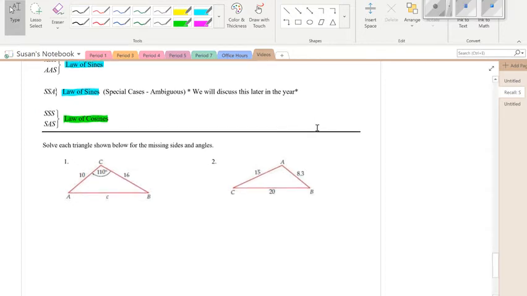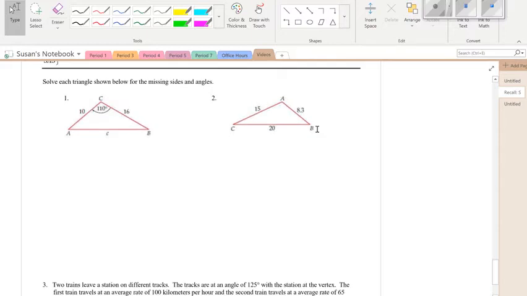So let's go ahead and solve each triangle below for the missing sides and angles. So for these, why don't you try to see if you can do these two on your own. When you're done, pause the video and check your work.